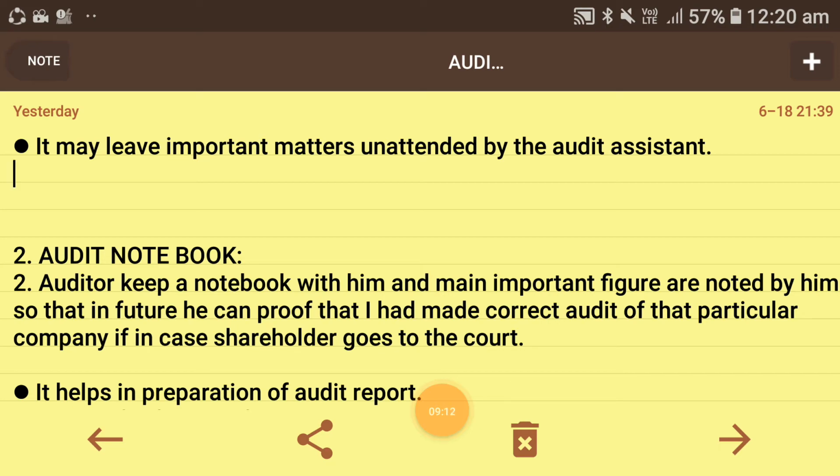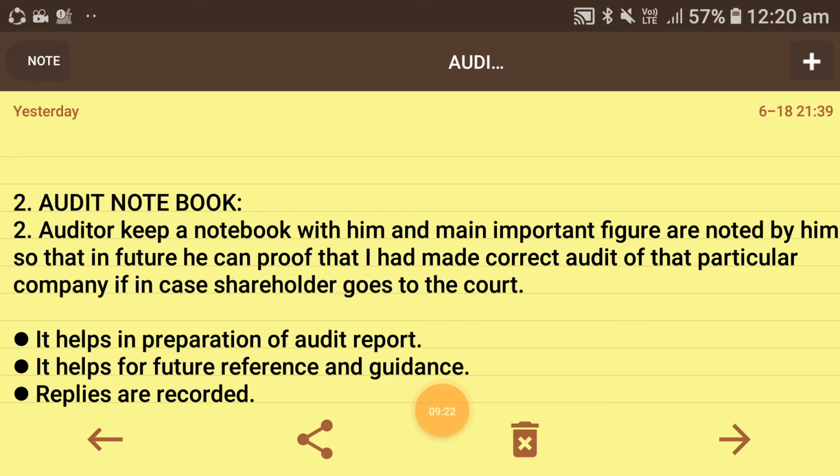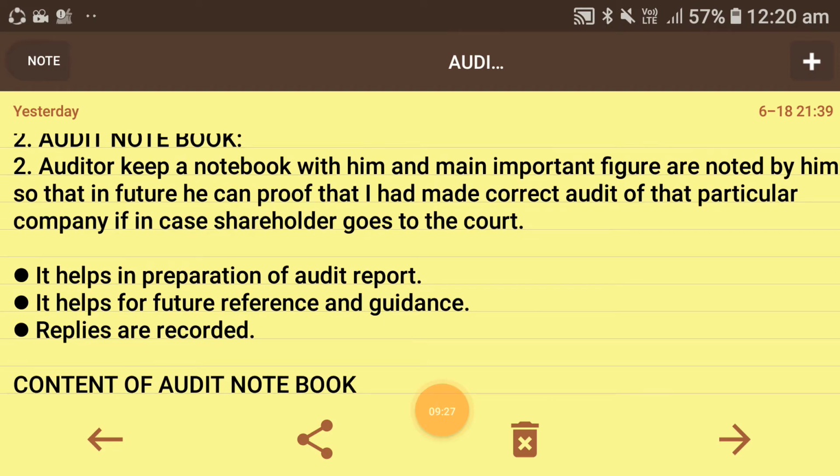So that he could get the justice by showing this audit notebook, that I have noted these figures at that time, so it is correct. So that audit notebook acts as a future evidence for an auditor. It helps in preparation of the audit report, because he has just noted some kinds of things, so that they could be included in that audit report. So audit notebook is very much necessary.